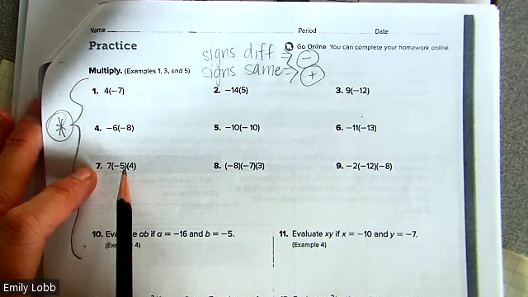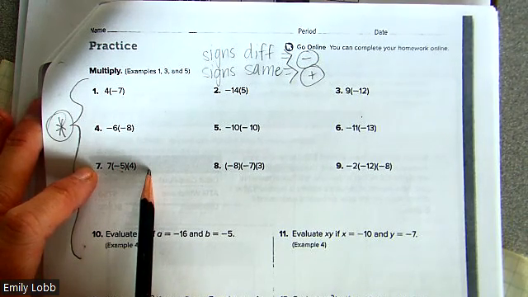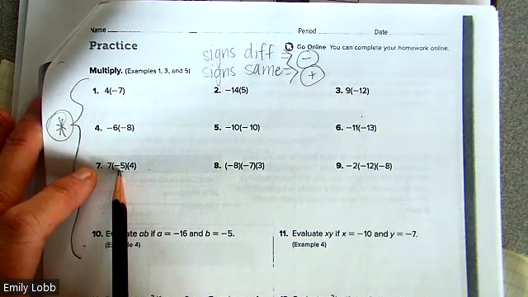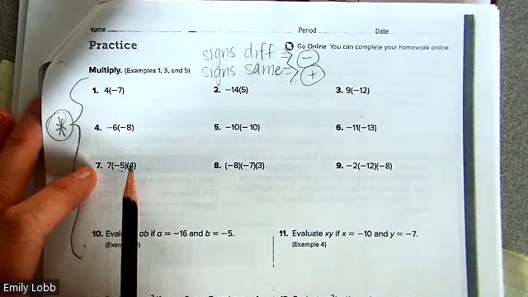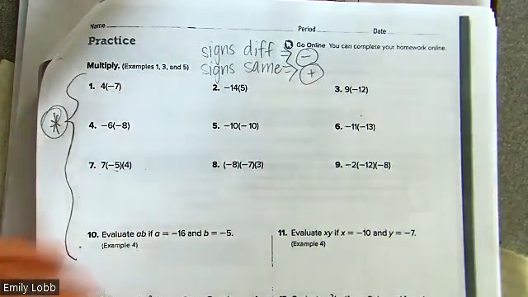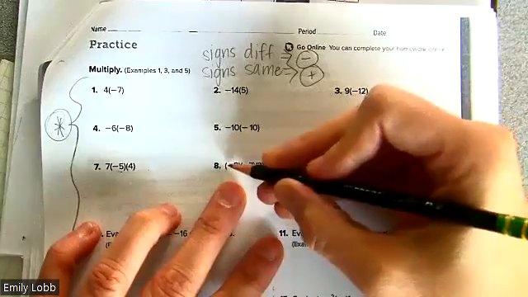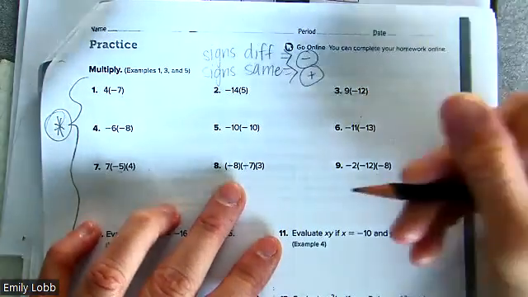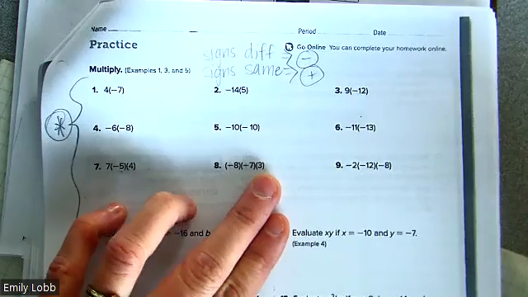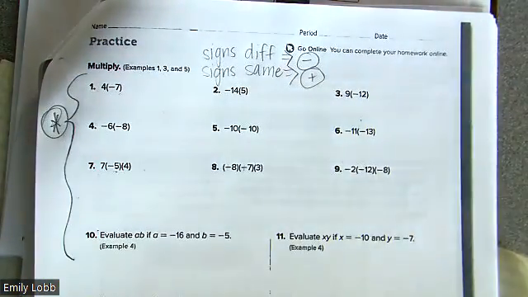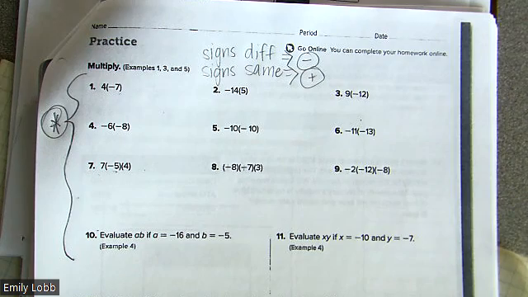Negative times a positive is negative, it's still negative, right? So the only time it's going to end up positive is when we have 2 negatives being multiplied together and then by a positive. So this is negative, this is negative, just to give you some hints. All right, so you've got 25 minutes to practice those.